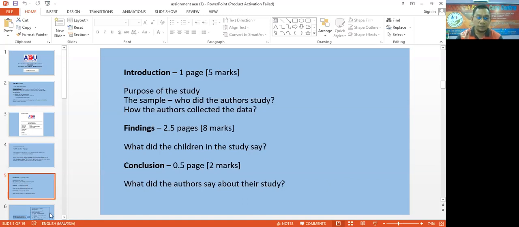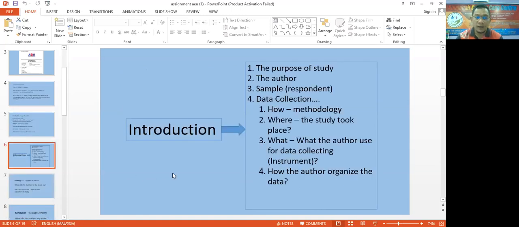I already gave you this format for you to understand better. In the introduction, you need to know the purpose of the study. Where can you find it? It is in the abstract. And then the author, and the sample, who are the respondents, and data collection. You need to know how the research was conducted, so you need to know the methodology.